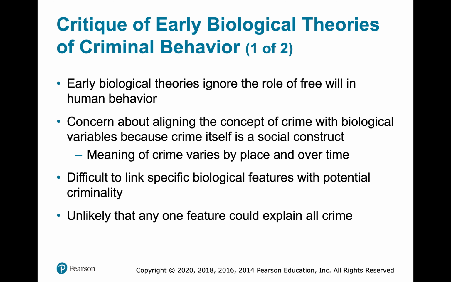Now, what are some critiques of these early theories? Well, they ignore the role of free will. They basically say that you don't have any choice in what you do. There's also problems because how do we take these biological variables when crime itself is a social construct, right? Crime doesn't have something biologically unique to it. Crime is defined by society. It's also difficult to link specific biological features with potential crime, and it's unlikely that there's any one feature that could explain all crime.